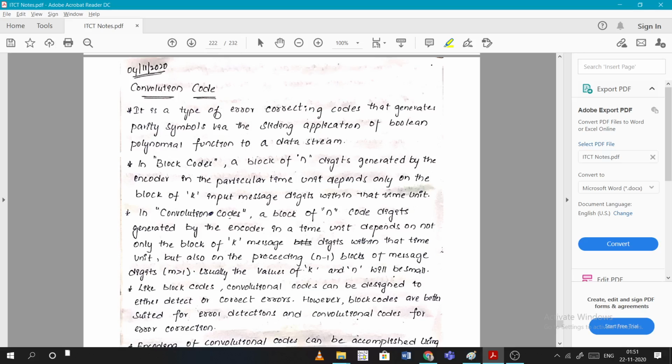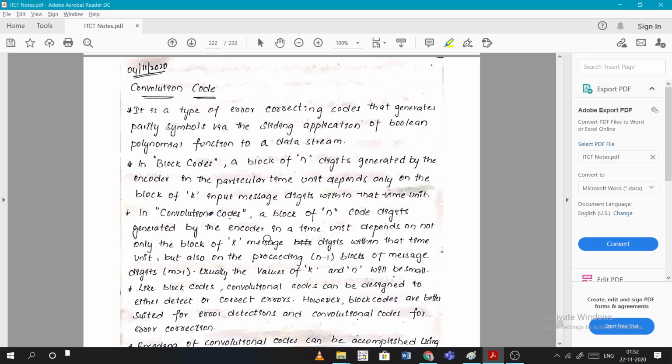In a block code, a block of n digits generated by the encoder in a particular time unit depends only on the block of k input message digits within that time unit. In a convolution code, a block of n code digits generated by the encoder in the time unit depends not only on the block of k message digits within that time unit, but also on the preceding n-1 blocks of message.